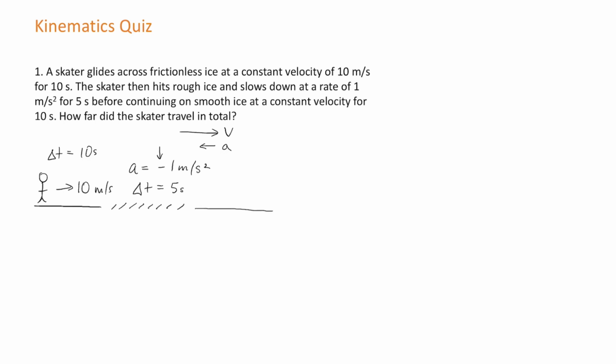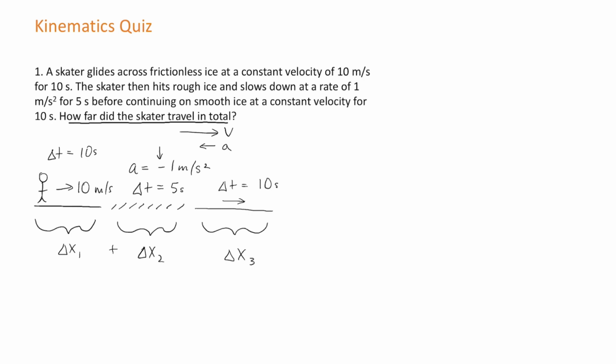Then they hit smooth ice again and continue at their current velocity for 10 more seconds. And what we want to know is the total distance that the skater traveled. So that means we want to find the delta x for this first part of the motion, the delta x for the second part of the motion, and the delta x for the third part of the motion, and then we want to add them all together.